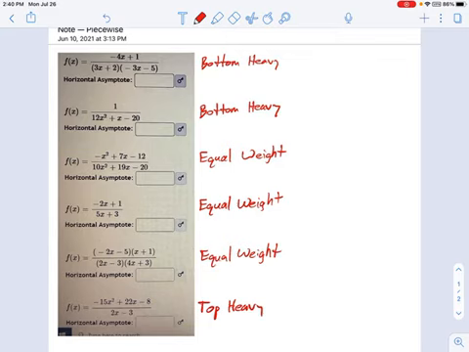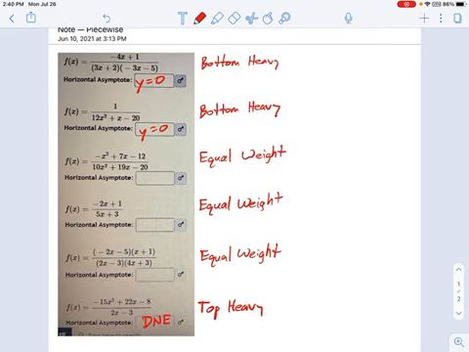Now, we've categorized all these equations. I want to just make some horizontal asymptotes. The bottom heavy ones are very easy, right? Y equals 0. Anytime it's bottom heavy, your horizontal asymptote is just y equals 0. That's it. You're done. Now, a top heavy one is also very easy. There is no horizontal asymptote. It's just a D and E. That's very quick to solve.